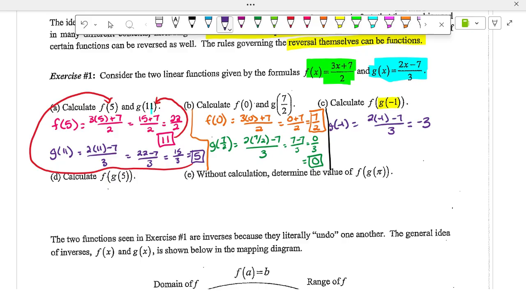Now, what we're going to do is we're going to take this -3 and plug it back in for g of -1. So now, what this becomes is f of -3. So replacing g of -1 with that -3, because that's what we got for g of -1. So now we're just going to find f of 3. So 3 times 3 plus 7 over 2. What's 3 times 3? 9 plus 7? 16. And then divided by 2.